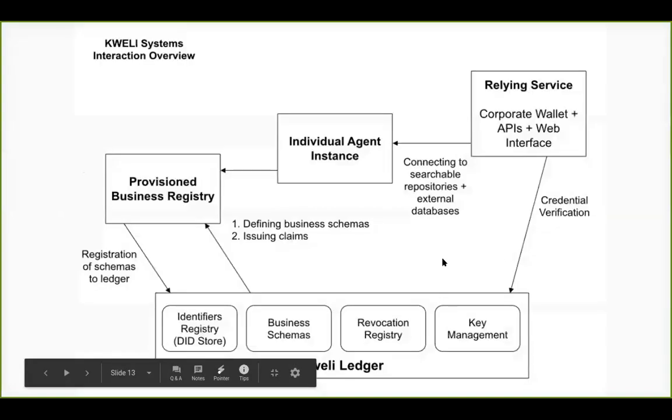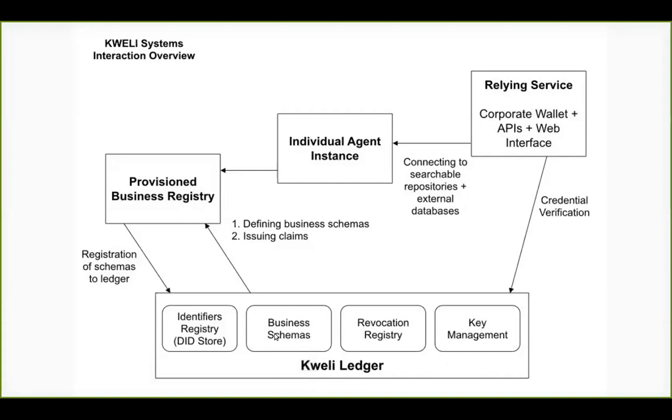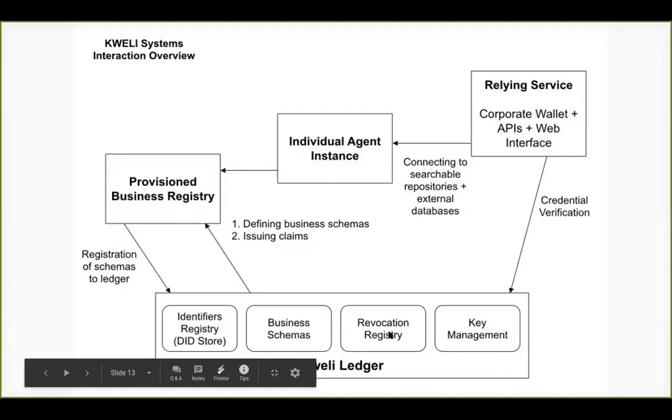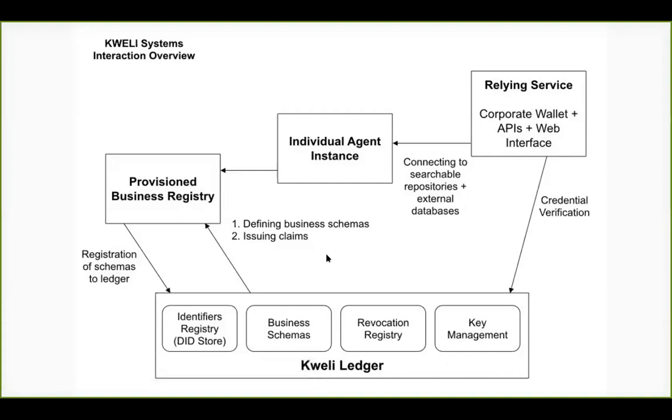So this is a blown up diagram of what really is going on. Here we have the ledger, which we're now using as Hyperledger Indy, and that has your DID store and the business schemas. Business schemas are definitions of how a document has to be structured. Now you have a revocation registry to revoke issued documents and key management for public-private key infrastructure. But here we're using decentralized public key infrastructure, DPKI.